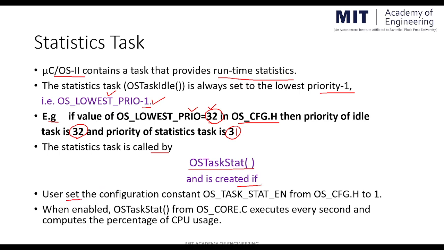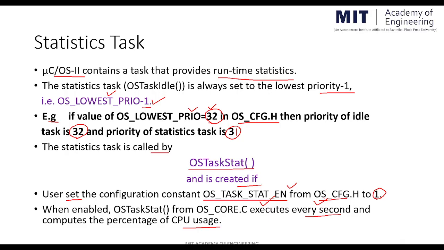Whenever the user sets the configuration constant, the OS_TASK_STAT_EN variable in the configuration file, to 1, then OSTaskStat from os_core.c executes every second and computes the percentage CPU usage in the background of the program. So the statistic task is not a default task. Whenever we want to calculate the CPU usage, as a user we have to enable this bit in the configuration file. Then the statistic task gets enabled and starts calculating the CPU usage.